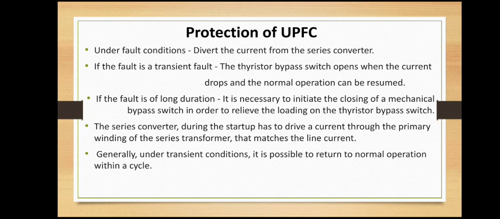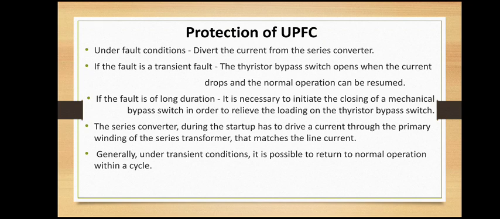If the fault is a transient fault, then the thyristor bypass switch opens when the current drops and the normal operation can be resumed. And if the fault is of a long duration, it is necessary to initiate the closing of a mechanical bypass switch, which is located across the primary winding of the coupling transformer in order to relieve the loading on the thyristor bypass switch.